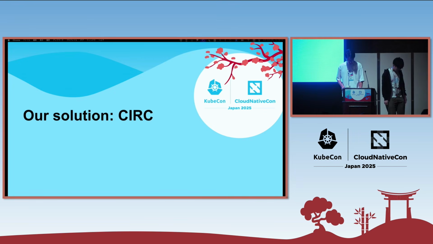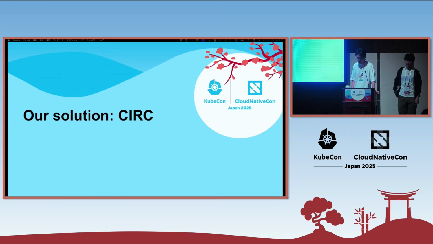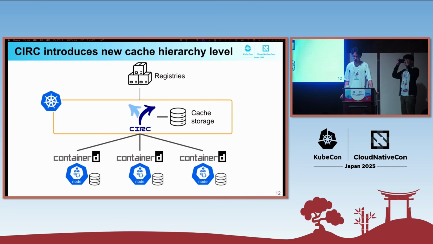Thank you, Toru. So I'll present our solution that brings this outcome. We call this system CIRC. CIRC introduces a new cache hierarchy level and improves container image caching with this additional layer. This additional cache is shared cluster-wide, so cached images are available for pulls from all nodes.